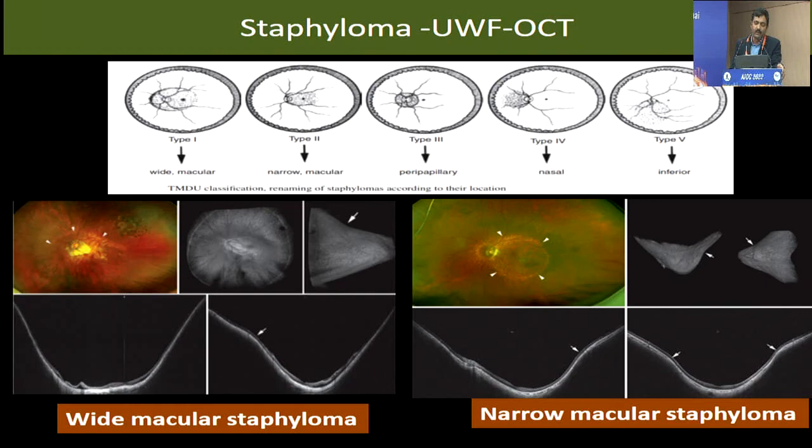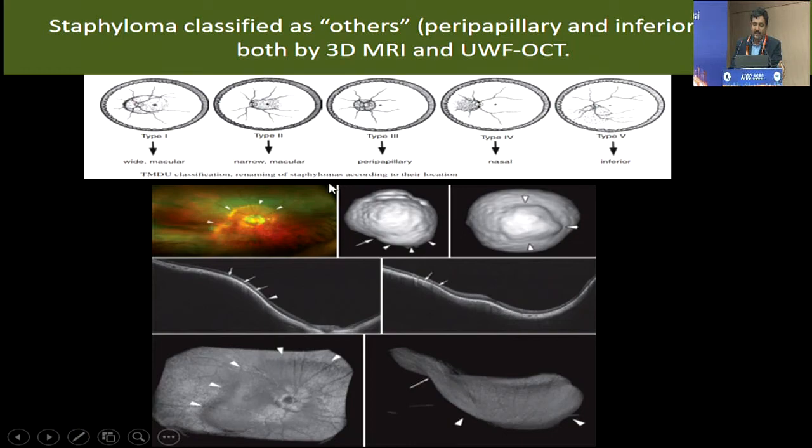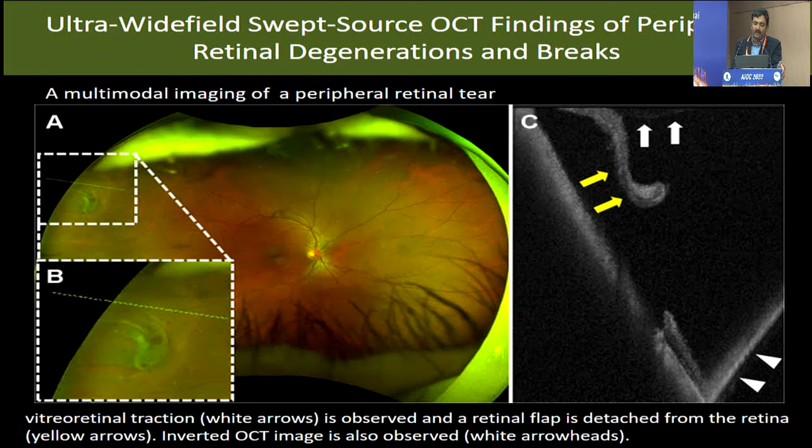Then there is something called the TMDU classification, the Tokyo Medical and Dental University classification. On OCT, you can see wide macular staphyloma and narrow macular staphyloma. Then there are nasal and peripheral types. So you can classify the various staphylomas location-wise, and even the MRI gives a better clue to the location, with the various angles if you take an MRI scan.